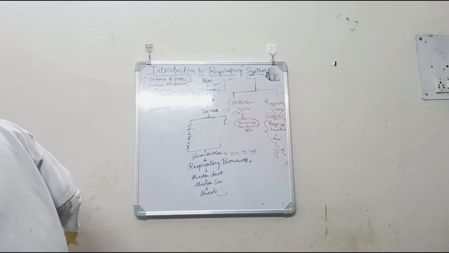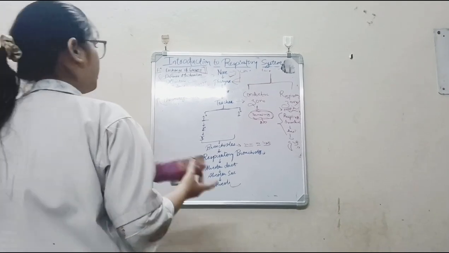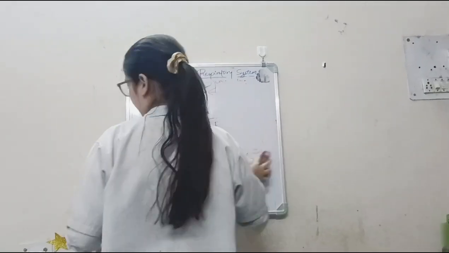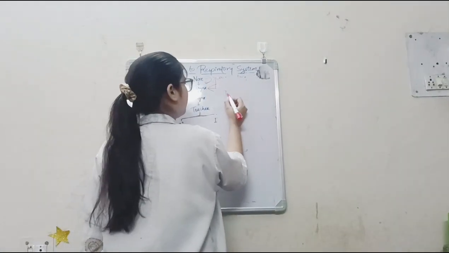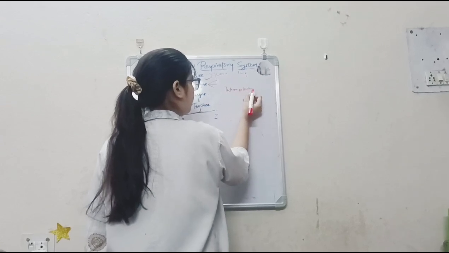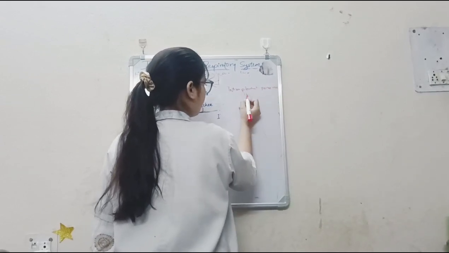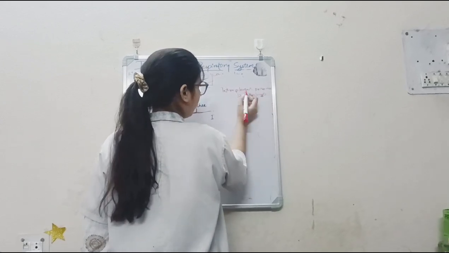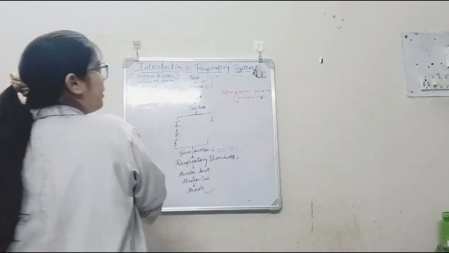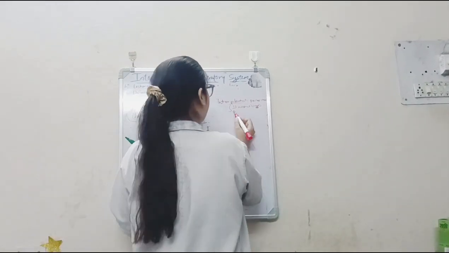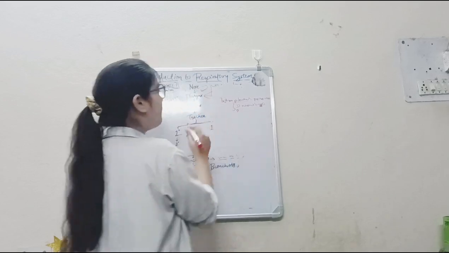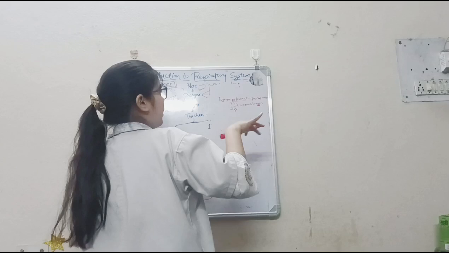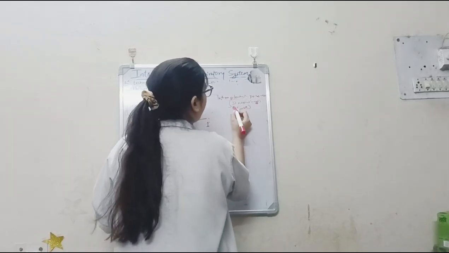Then again, we'll go to the intrapleural pressure, which is normally negative in the pleural cavity, which is present between the parietal and the visceral pleura. Why is it negative? Because of the pumping out action of the fluid which is present in the pleural cavity. That always-pumping action leads to the negative intrapleural pressure.